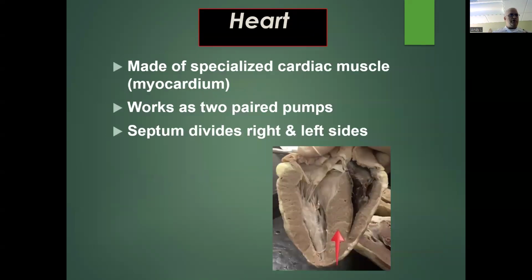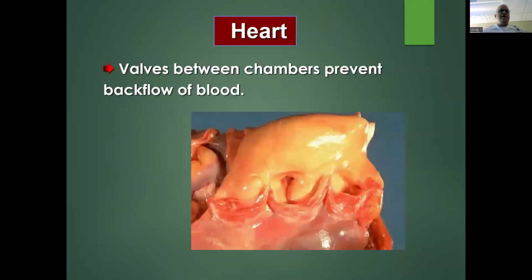All right. The heart, it's made of, we talked about the amazing cells that are in the heart. So basically the heart is two separate pumps working together to pump the blood. Each side of that heart is divided by a septum. So that's the right and that's the left side.